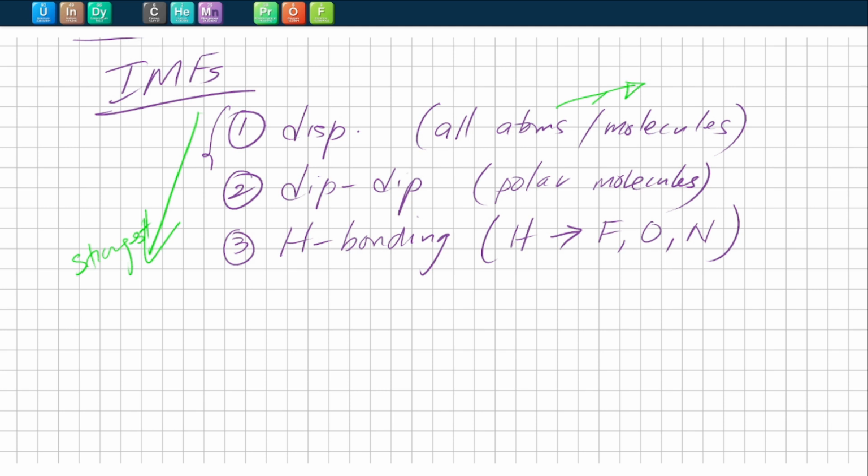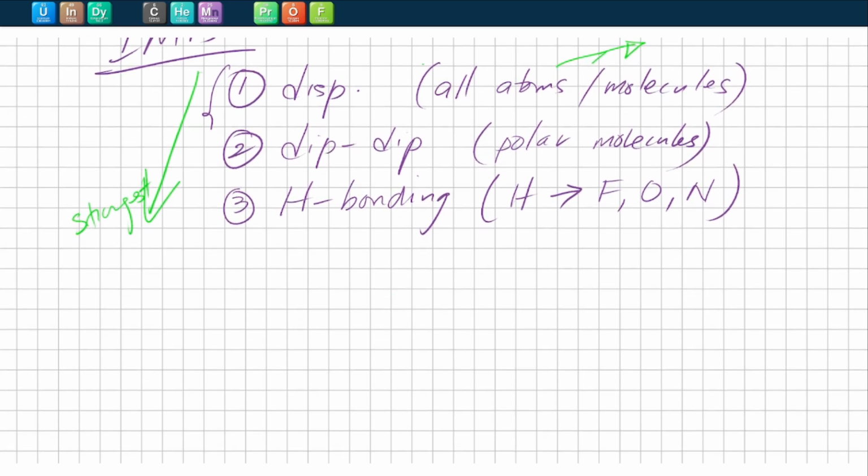Okay, so at this point, I want you to think about, let's consider the molecule methanol. Methanol has formula CH3OH. I want you to think about this molecule, consider its Lewis structure, and figure out all the kinds of intermolecular forces that might affect methanol.